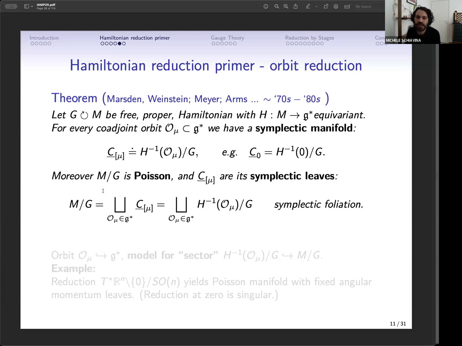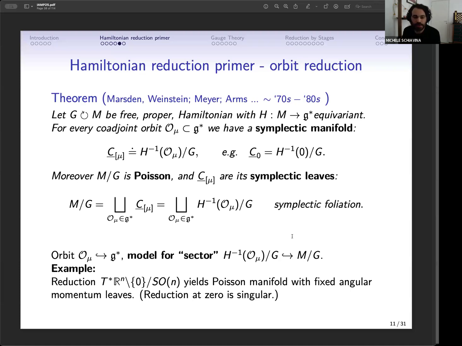So another way of saying this is that the quotient of M over G, remind you that the action is free and proper, so the quotient is smooth, is a Poisson manifold. And the symplectic leaves of this Poisson manifold are exactly these symplectic manifolds that I constructed before, modulo connected components, right? So here there may be something hiding somewhere. This gives me a symplectic foliation of my Poisson manifold. And again, I have that these orbits are a model for what I call a sector, which is the pre-image of a coadjoint orbit modulo G. So this inclusion, this embedding, it's actually an immersion, is a model for this immersion here.